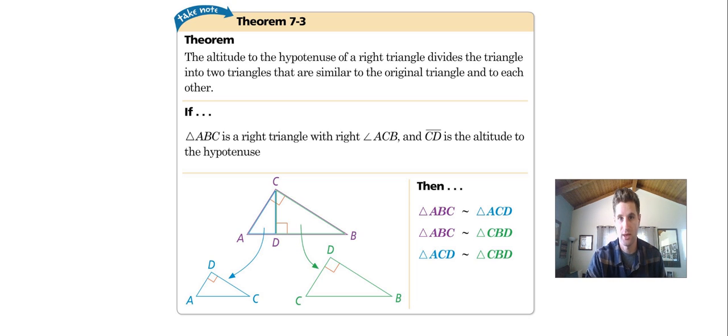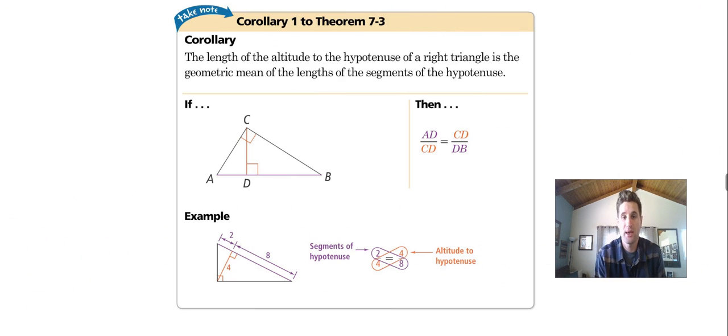Let's go ahead and take a look at what we can actually do with that. What we can do with that is our first corollary. A corollary is just something that's based off of another theorem that we have, and it says the length of the altitude to the hypotenuse of a right triangle is the geometric mean of the length of the segments of the hypotenuse. So basically we can make a little setup. The word geometric mean just means we're going to set up a proportion here for our purposes.